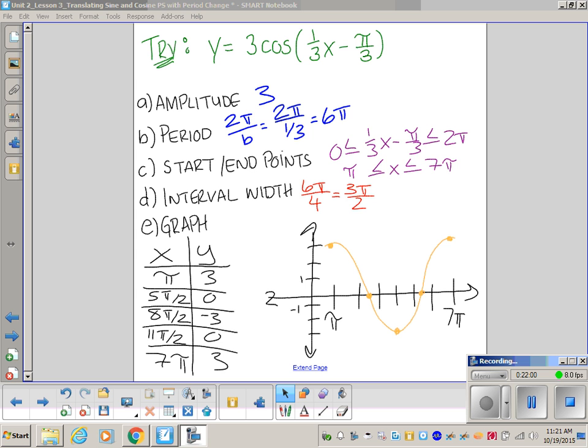Questions? So for the start and end points, instead of always being 2 pi, we're taking the original period, and then these two things are going to manipulate it for us to figure out where we're going to start and where we're going to end.